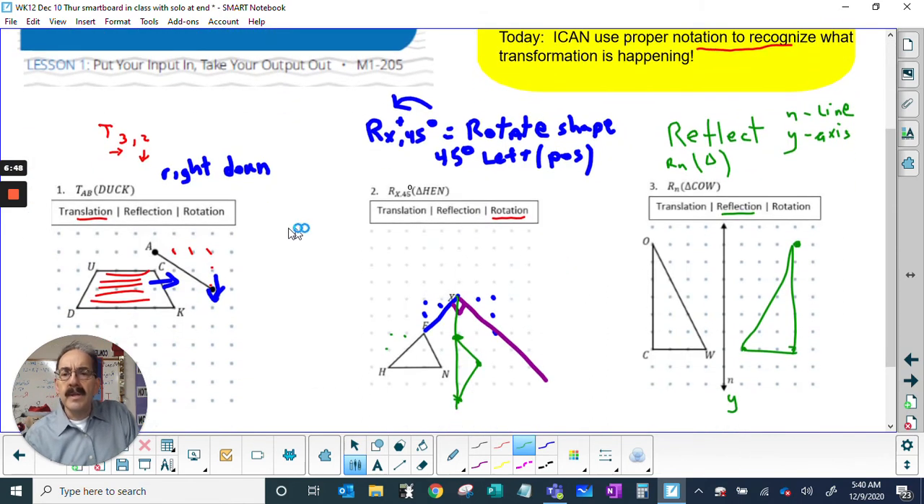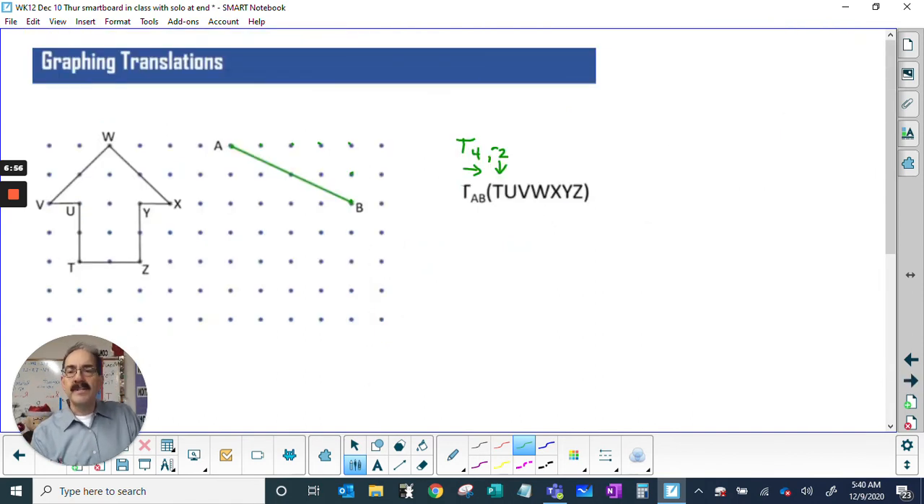Down, down 2. I should have had a negative here, huh? See, that's why we got to be in class. All right. So I'm going to take the arrow, every dot, over 4, down 2. Over 4, down 2. And here's all the vertices. So each vertex needs to be done. Cool. Let's just go do it.